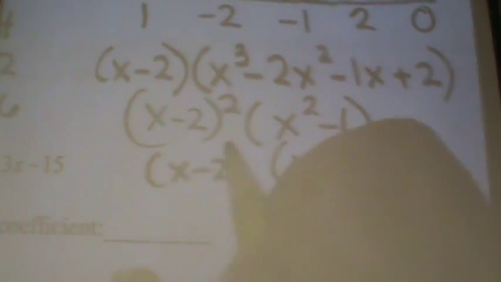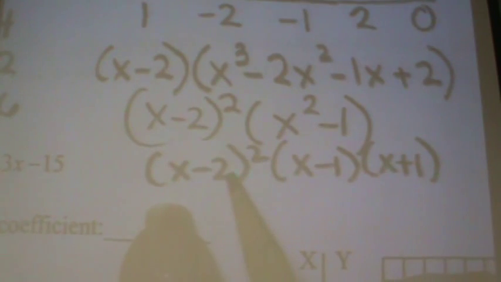So what are our zeros? Our zeros are 2, 1, and negative 1, where the multiplicity of 2 is even, so it's going to touch at that 0, and it's going to cross at 1 and negative 1. So let's write our zeros. We've got negative 1, 1, and we have 2. It's going to cross through those 2, and it's going to touch at 2.